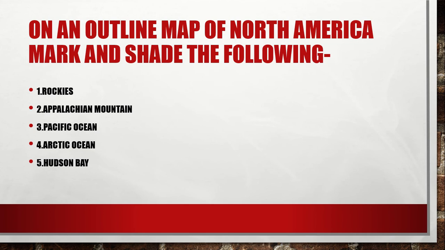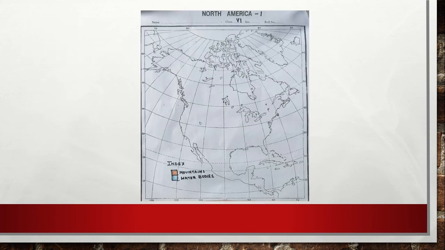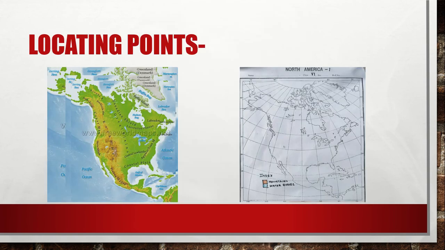Today on an outline map of North America, we will mark and shade some of the points. The points are Rockies, Appalachian, Pacific, Arctic and Hudson Bay. For that, you have to get this outline map of North America with latitude and longitude marked on it. Next, we will locate the point.